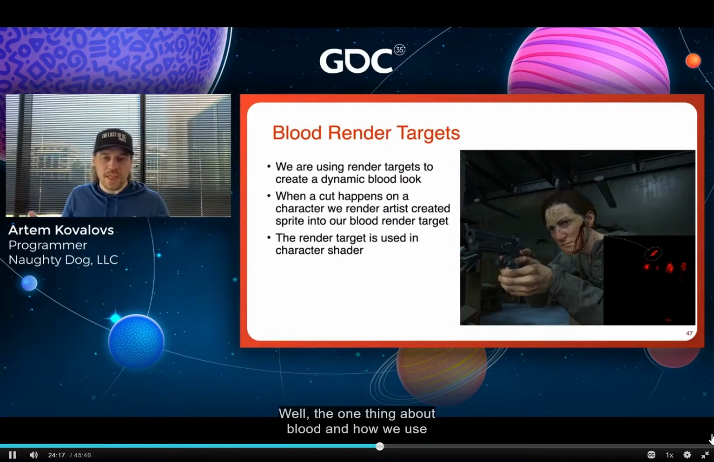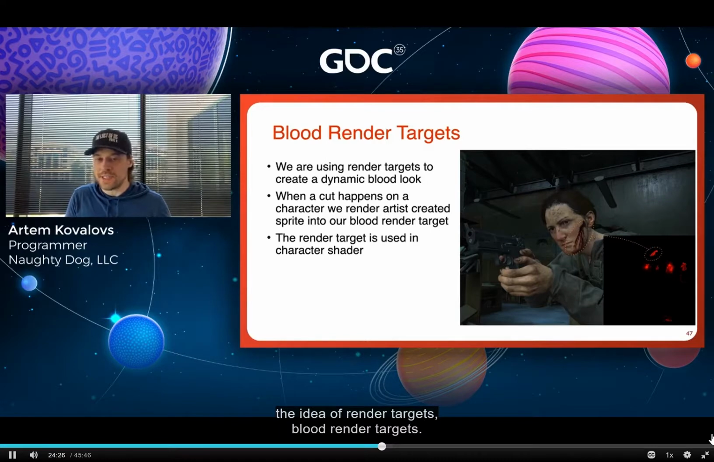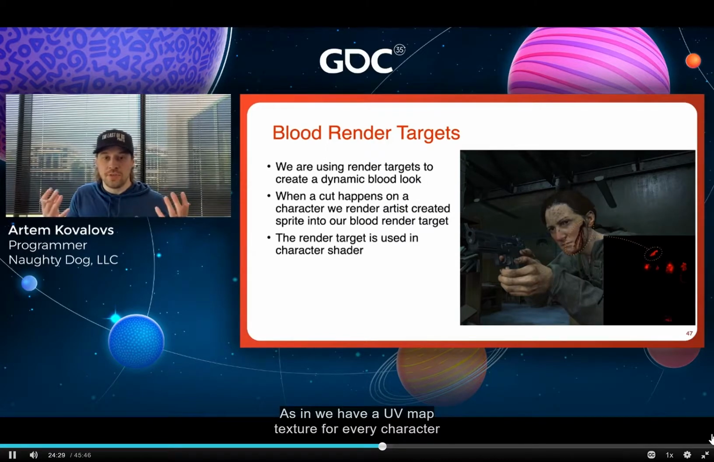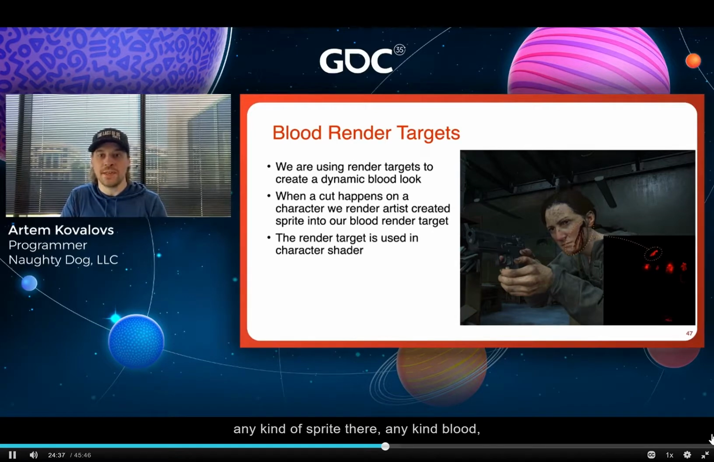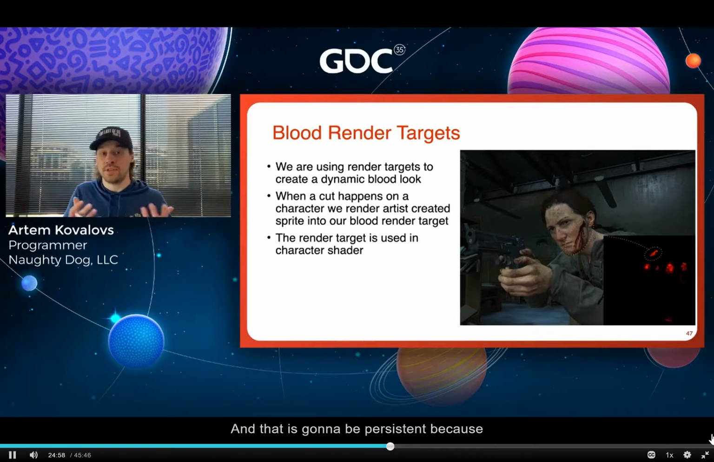Well, the one thing about how we use dynamic blood in The Last of Us is that we have the idea of blood render targets, as in we have a UV mapped texture for every character that is a dynamic texture where we can render any kind of blood sprite in there, and it will show up on the character and it's used in the shader. Whenever a cut happens or whenever we shoot a character, we just spawn a decal, basically a sprite, that is just a single channel sprite that is rendered into our single channel blood texture. And that is going to be persistent because that texture is persistent.